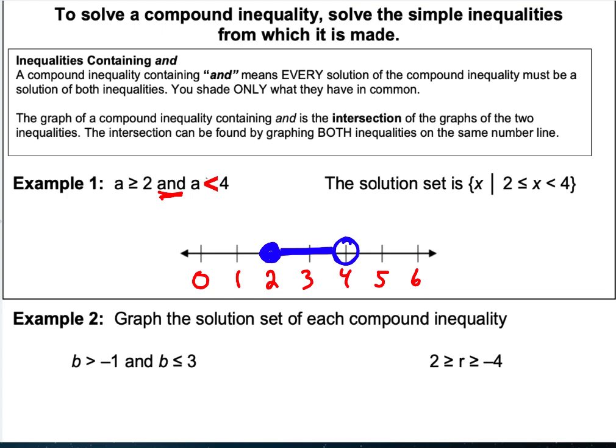Instead of just one circle, we're going to have 2 circles and then a certain portion of the line that gets shaded. What makes both of those statements true? So anything from 2 up to, but not including 4, would work. And to write our solution, we write it like this: x such that 2 is less than or equal to x, and x is less than 4. So 2 is my low end, 4 is my high end for that particular set of numbers.